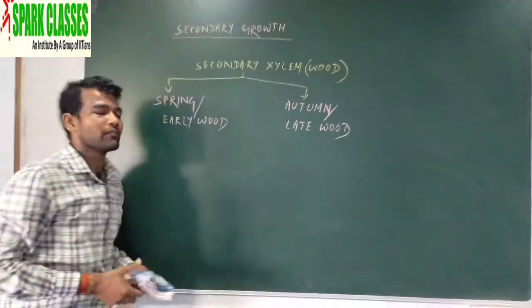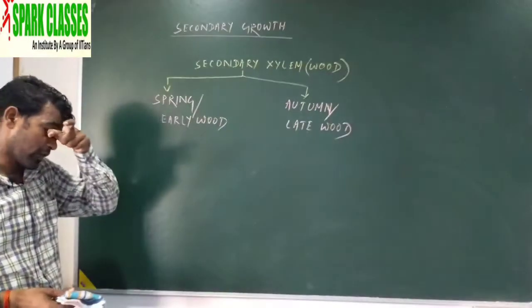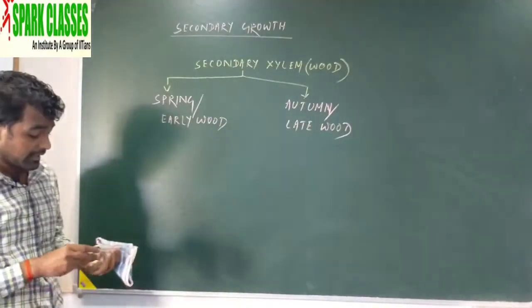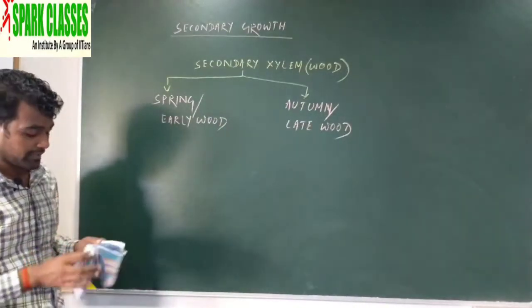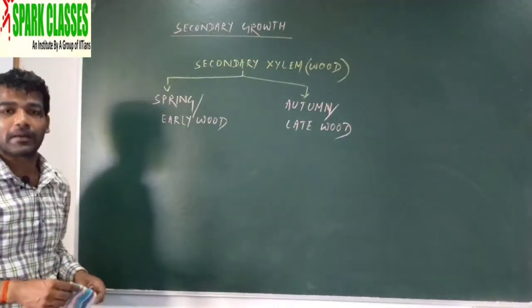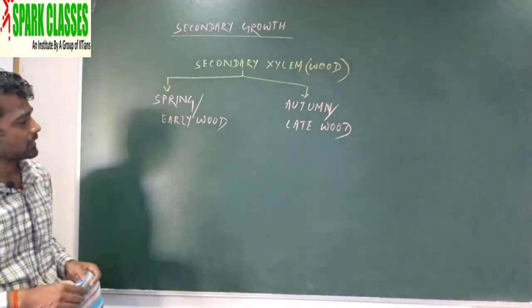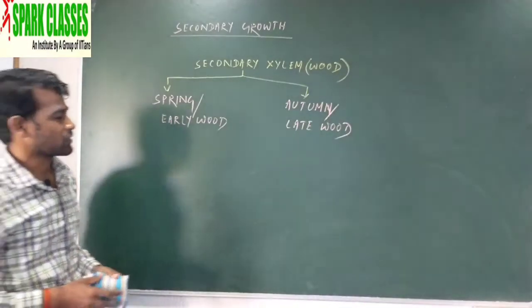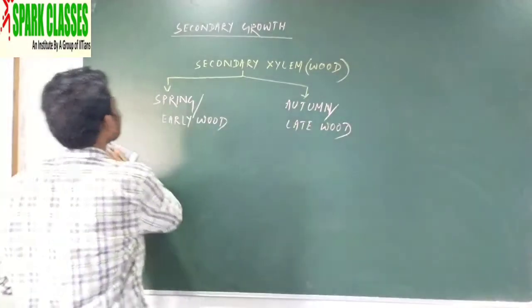This part we have already discussed: what is spring wood, what is autumn wood, early wood and late wood. Up to this we have completed. The next important question is about hardwood and sapwood. Perhaps we have not discussed that, so now we will discuss what is hardwood and what is sapwood.